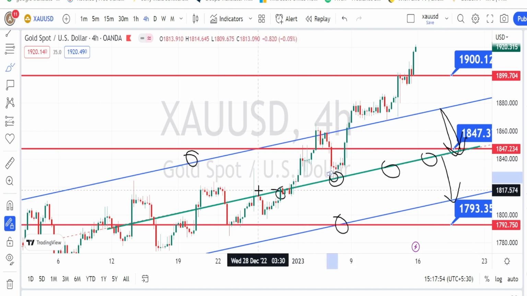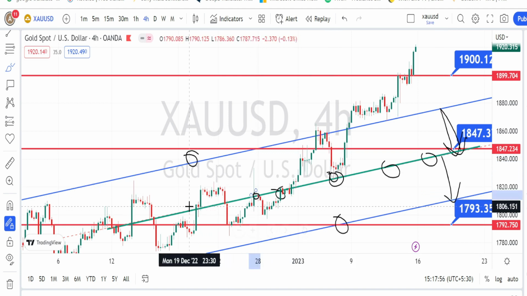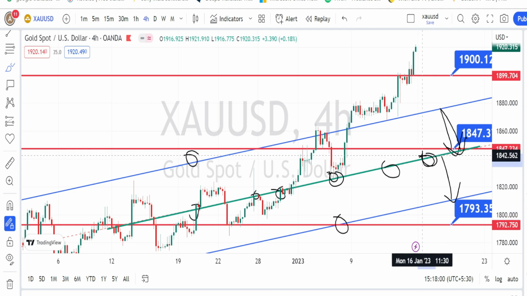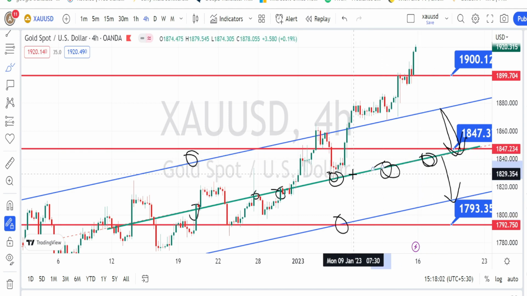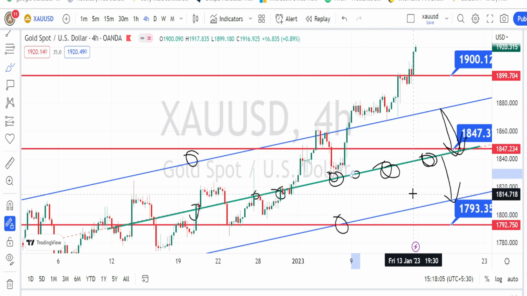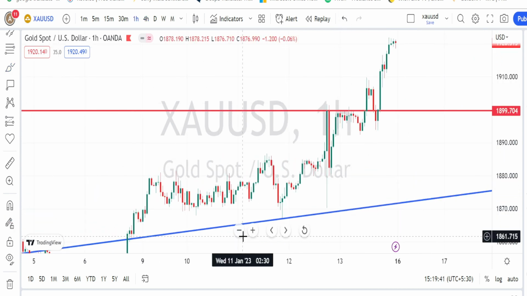In the past we have noticed this line to be acting as a strong resistance. Now this line will be acting as a strong support for the future price action. Let us look at the price action in hourly time frame. I am in hourly time frame.